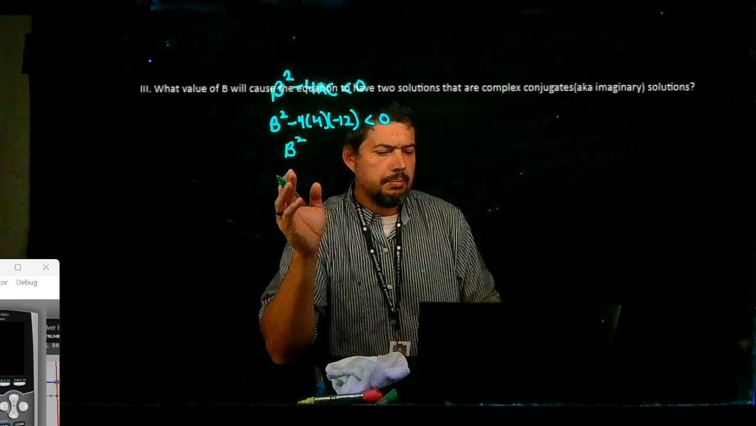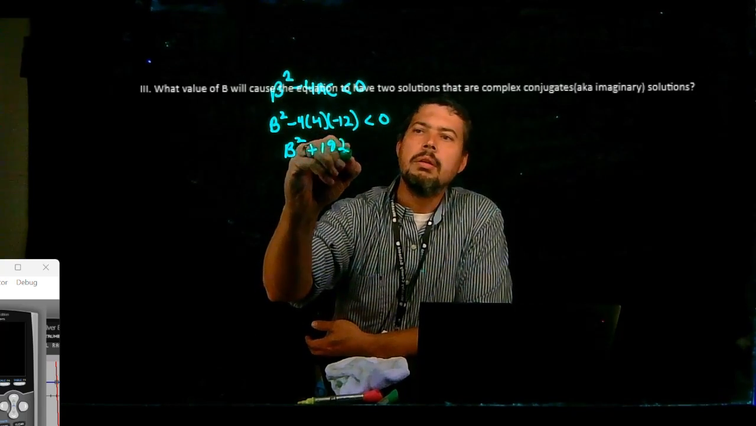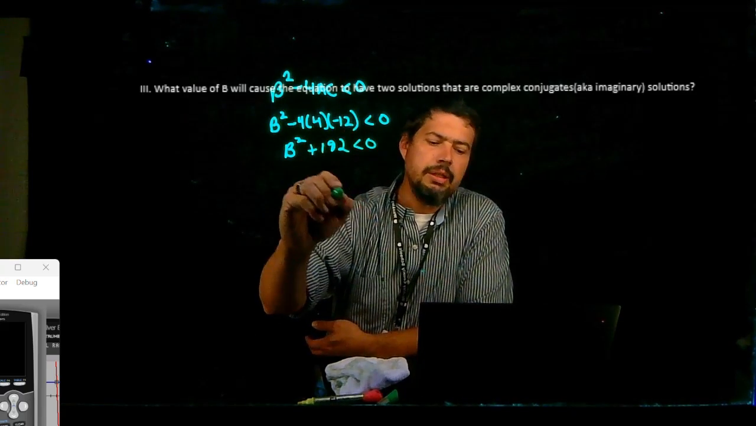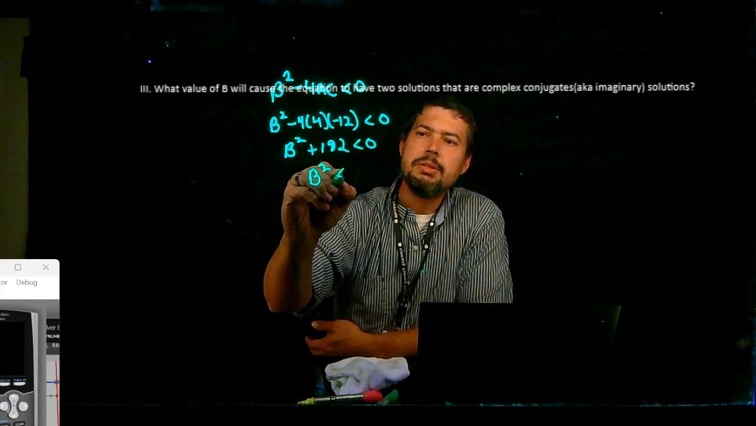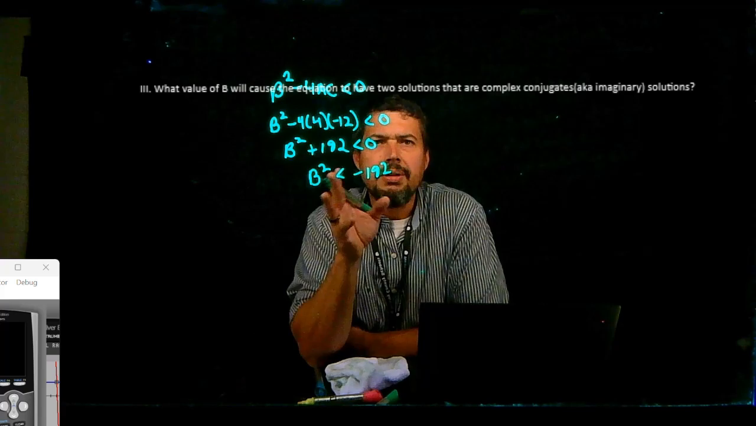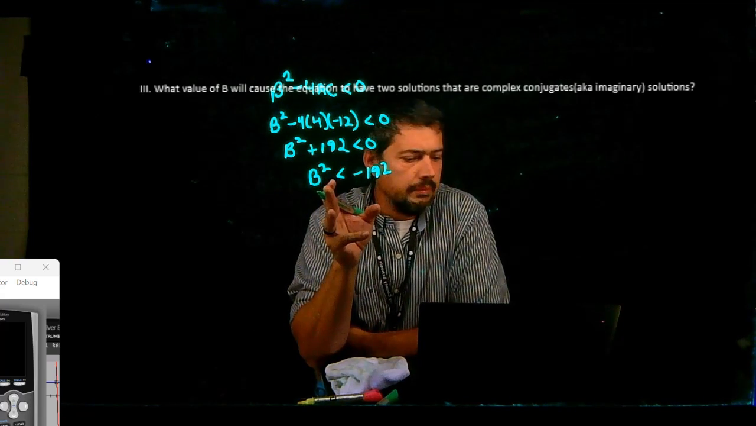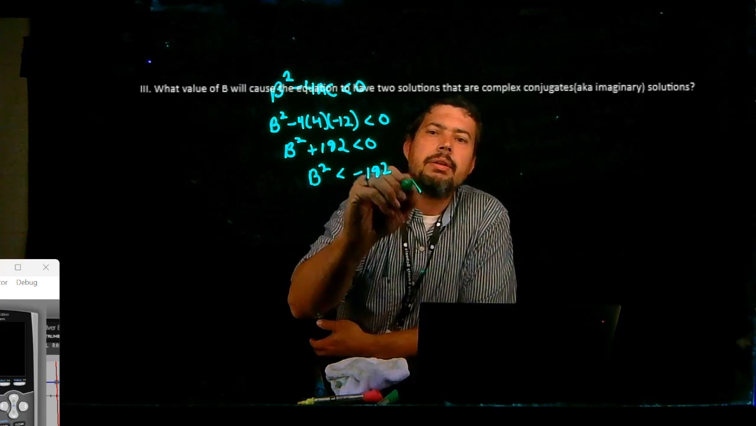Still less than 0, and we still have the same issue here. So maybe it's just a bad problem. We're going to have positive 192 less than 0, and what we're going to get here is that b squared must be less than negative 192, which is not something that you can answer with real numbers. So there are no values. So again, there are no b values.